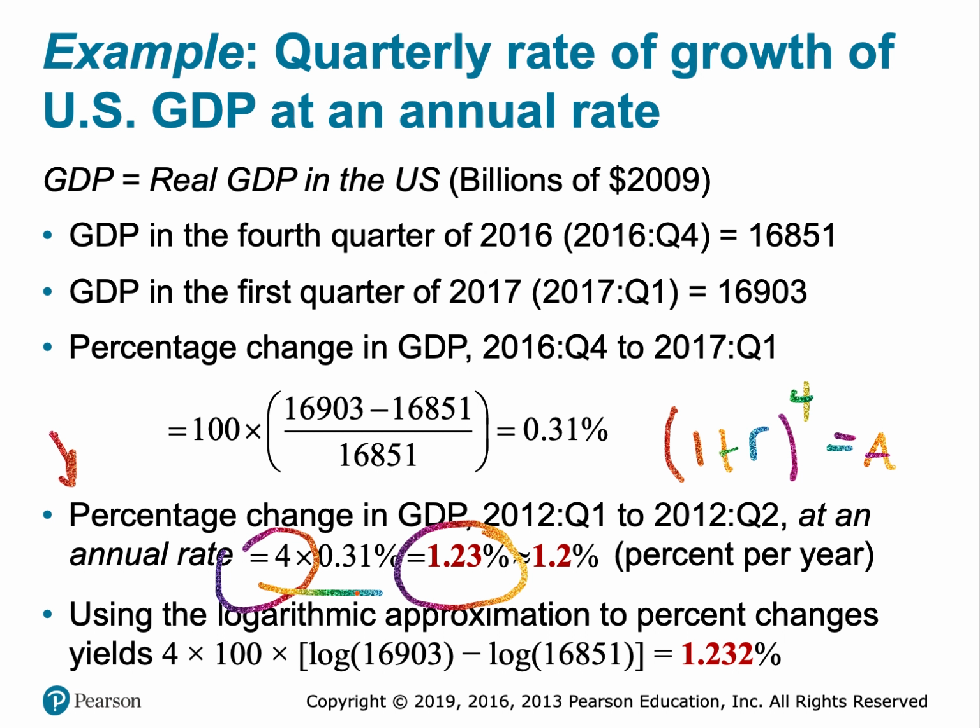Using the logarithmic approximation to percentage changes, using the same rule we have up here in the second to last bullet, we can do 4 times 100 times the change in the log, so log of 16,903 minus log of 16,851, and that gives us 1.232%. So you can see that the log approximation to percentage changes is pretty good.